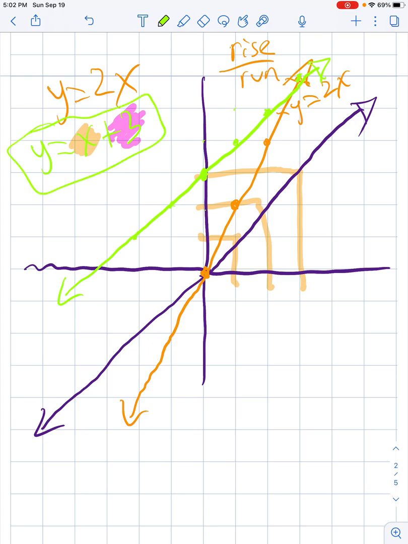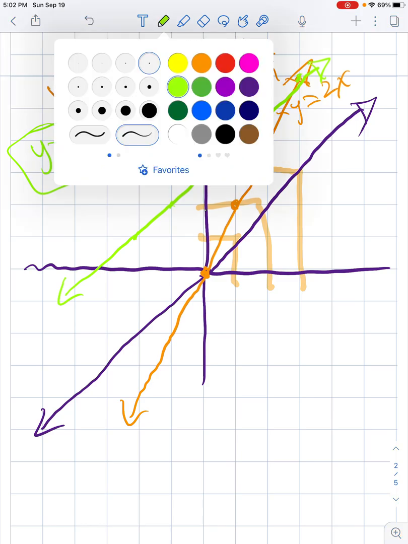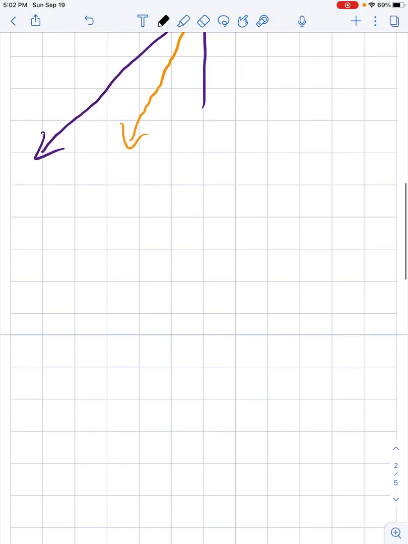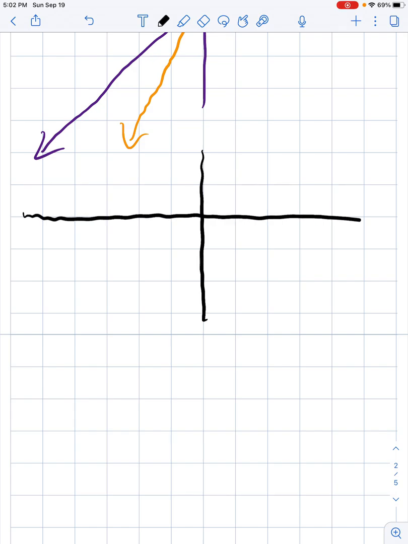So the difference is that sometimes we're going to change the slope, sometimes we're going to change the y-intercept, and sometimes we're actually going to change them both. So let's do another example. Let's draw our x-axis here. And I'm going to say I want to graph the equation y equals negative 2/3 x subtract 1.